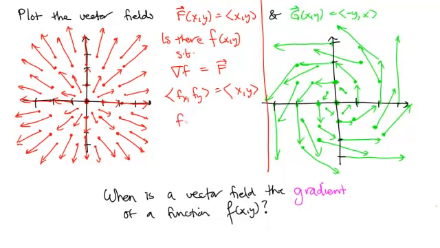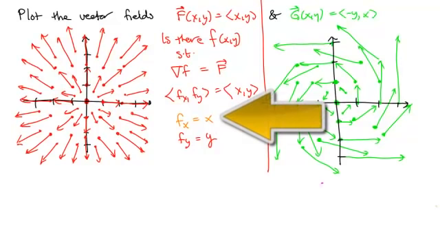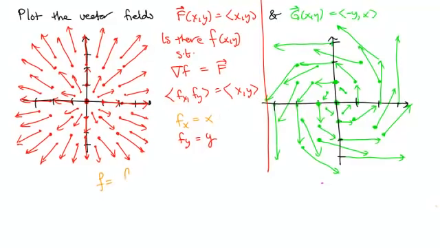Or we would like the derivative of f with respect to x to be x, and the derivative of f with respect to y to be y. Could we find a function that has these properties? If I focus on this first equation, that should mean that the function f should be the antiderivative of x with respect to x.